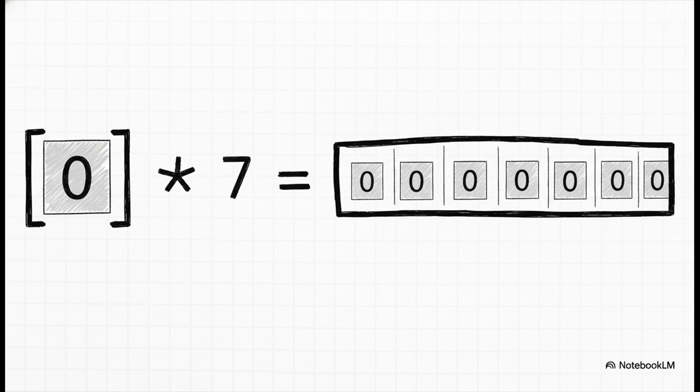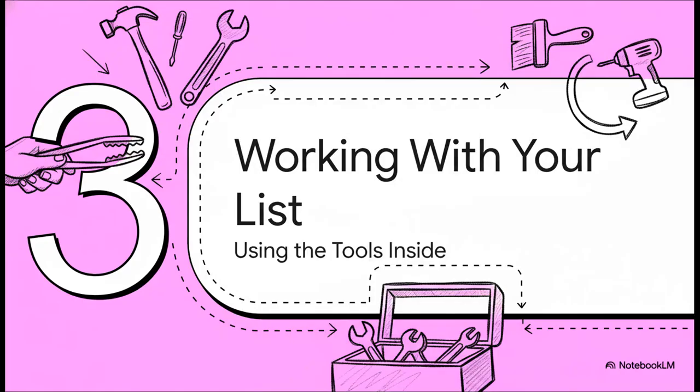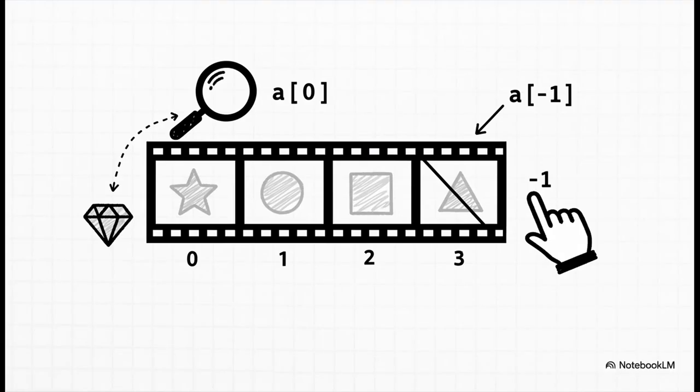This is a super efficient way to set up a list of a certain size with the starting value. Okay, so we know how to build the toolbox. Now it's time for the fun part, learning how to actually use the tools inside. How do we grab a specific item we need, or maybe swap one out for a better one? This is where indexing becomes your best friend.